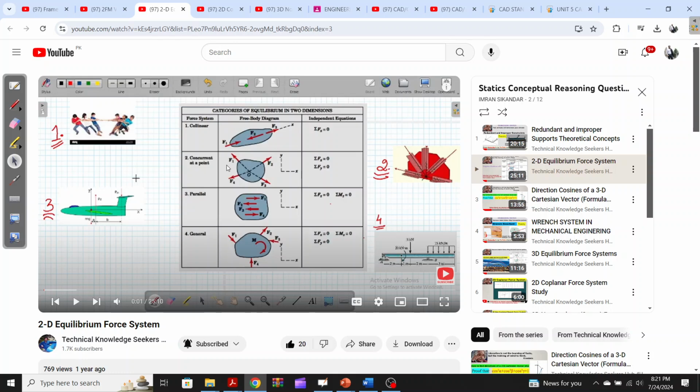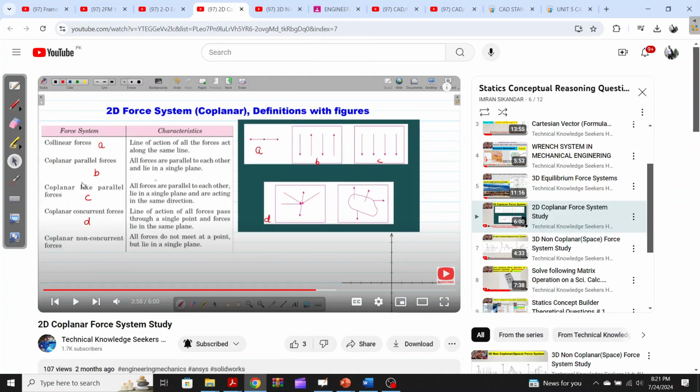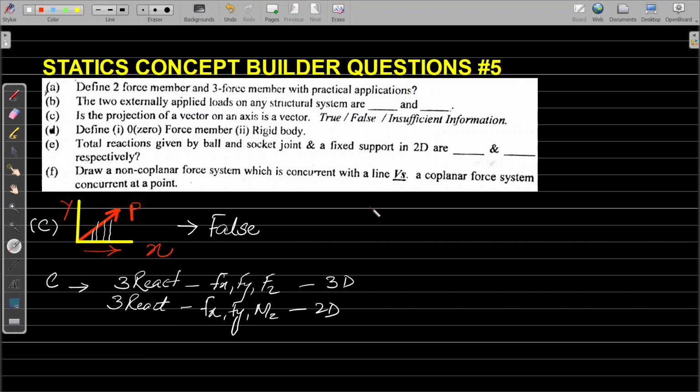You can either go for this video, or you can also take this one, the coplanar concurrent forces. It's the same thing. You can take any picture and draw it, so you have a double understanding of the concept.